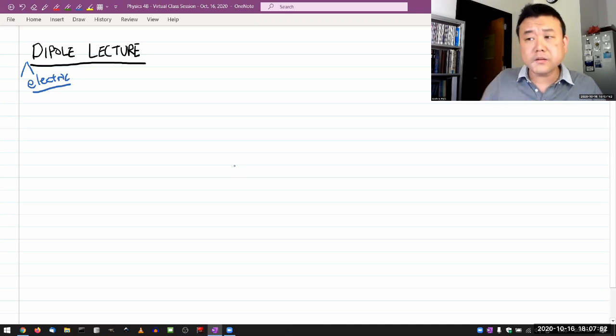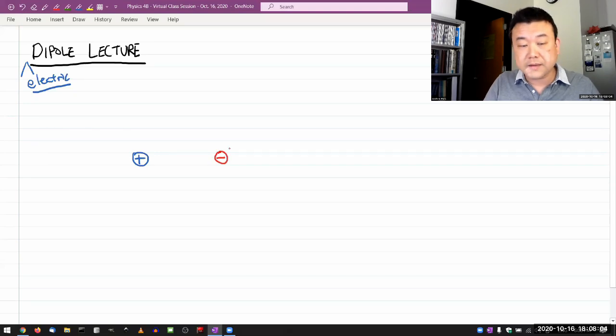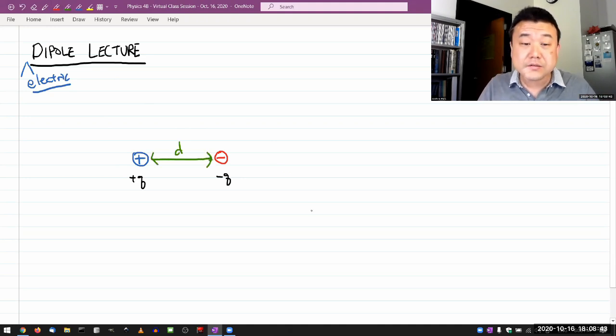So as a reminder of something that you have seen before, it's an arrangement of a positive charge near a negative charge. They are of the same magnitude. And the other parameter that's important in determining characteristics of a dipole is the distance between the two charges. So if you have two charges separated by distance d, then we can define something that's called the electric dipole moment.